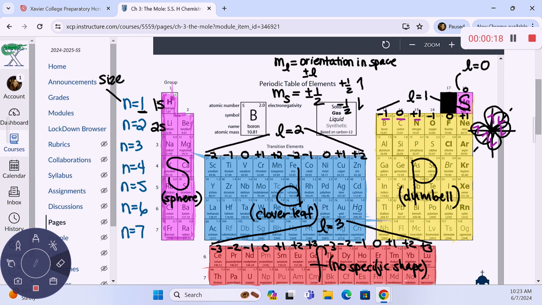Okay, all right. So I need to label each one of these as to what kind of S it is. Like this first one, since I'm in n equals 1, that's why this is called 1s. Since this is n equals 2, that's why this is 2s. And you may want to write these on your periodic table if you can, because it will help you come up with electron configurations in a little bit. This is 3s, 4s, 5s, 6s, and 7s.